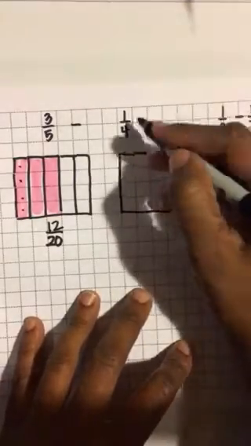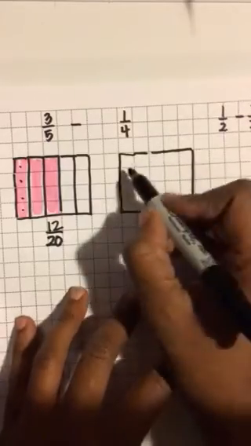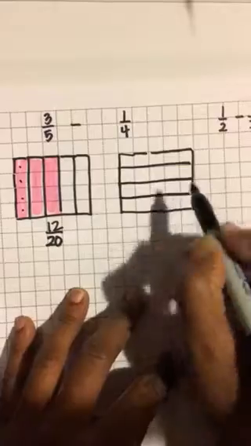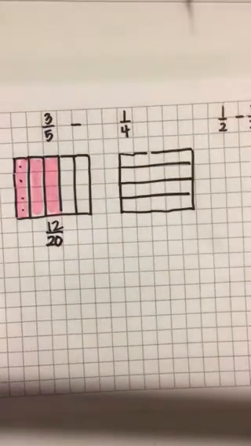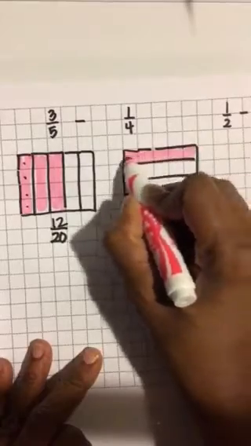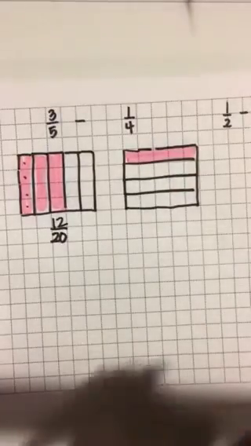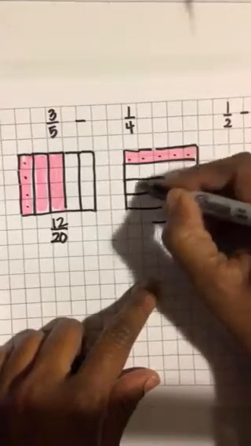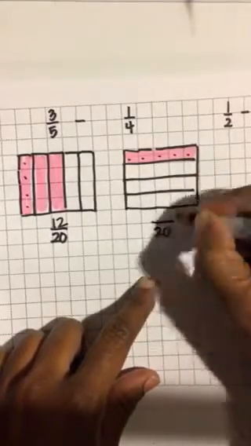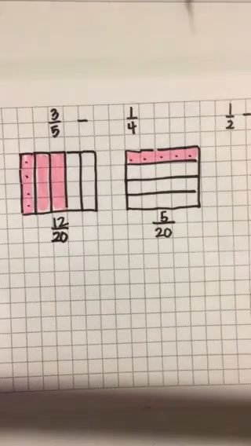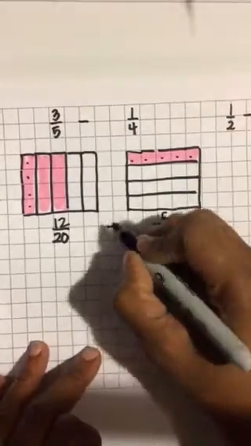And I'm modeling 1/4, so I need to partition this shape into 4 equal pieces. 1/4, 2/4, 3/4, and then 4/4. And I need to shade in 1/4. 1, 2, 3, 4, 5, 10, 15, 20. And then 5 pieces were shaded, so 1/4 represents 5/20.